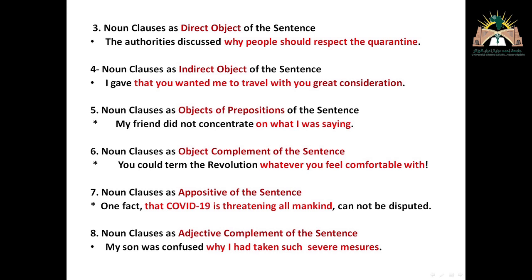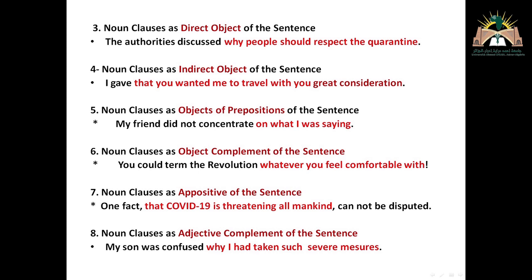And not just objects. Following, number 6, noun clauses as object complements of the sentence. Example, you could term the revolution whatever you feel comfortable with. This noun clause is acting as an object complement. Its role is to complete the object. The object here is the revolution. You could term what? You could term the revolution. Could term the revolution whatever you feel comfortable with. Okay? So this is a noun clause acting as a complement of the object.